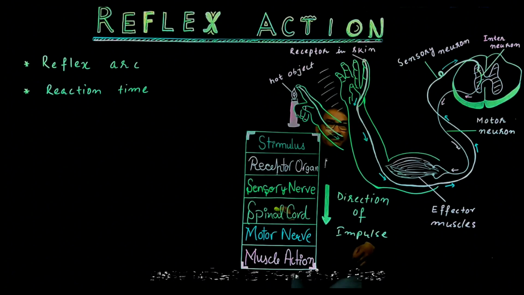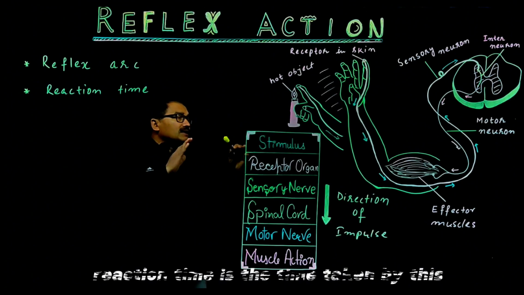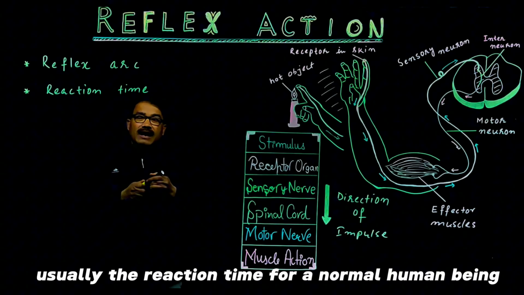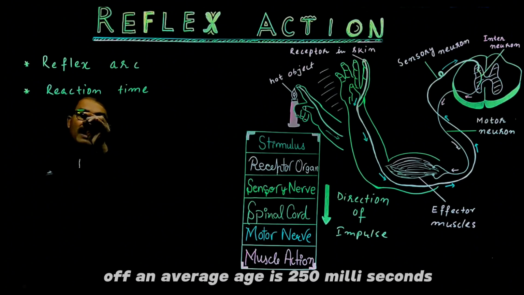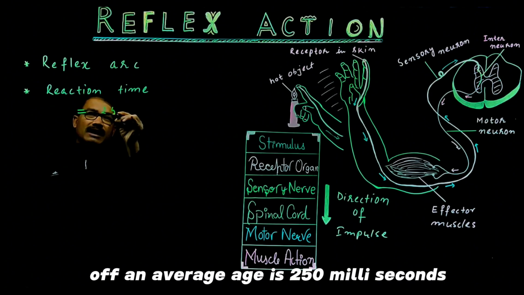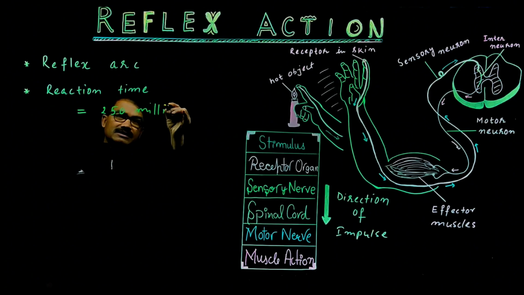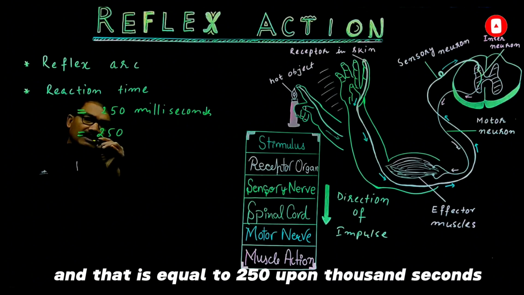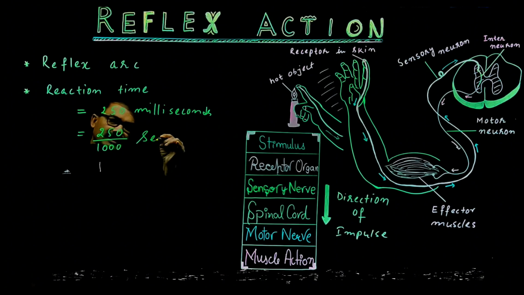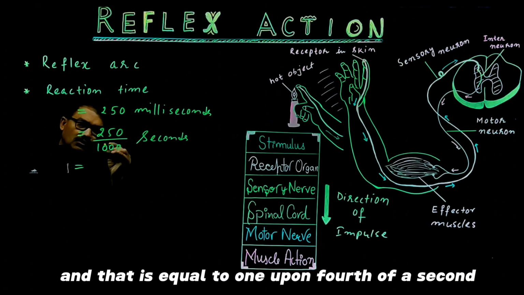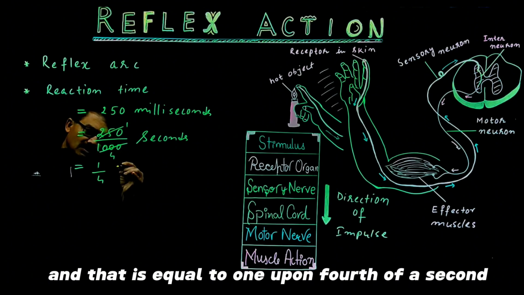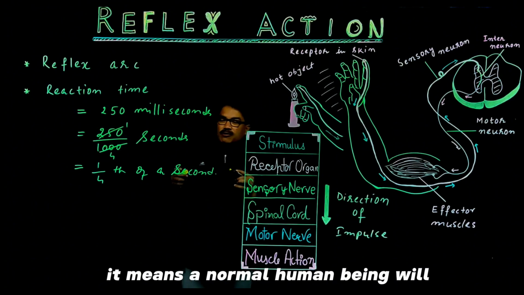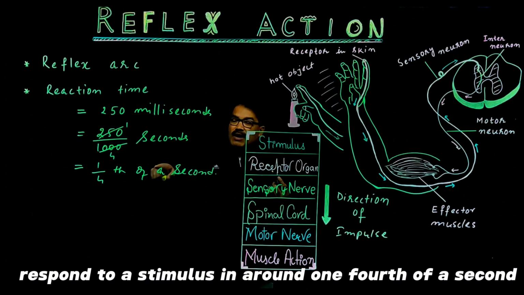Now what is reaction time? Reaction time is the time taken by the nervous system to react to a particular stimulus. Usually the reaction time for a normal human being of an average age is 250 milliseconds, and that is equal to 250 upon 1000 seconds, and that is equal to 1/4 of a second. It means a normal human being will respond to a stimulus in around 1/4 of a second.